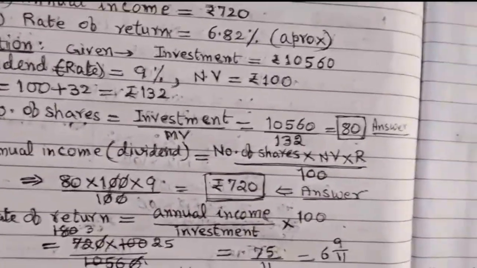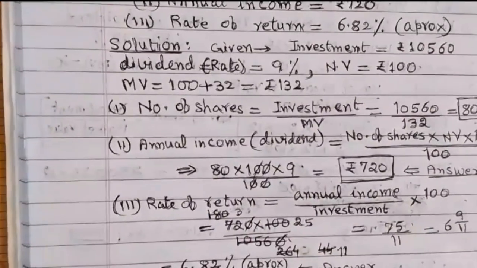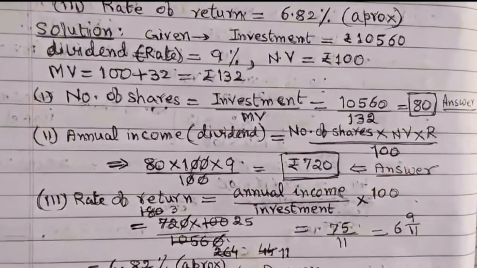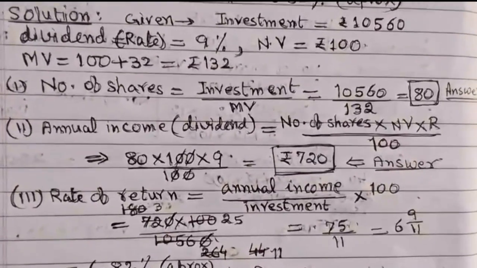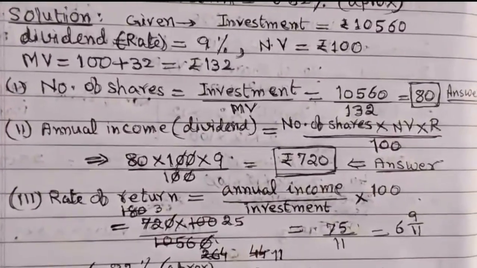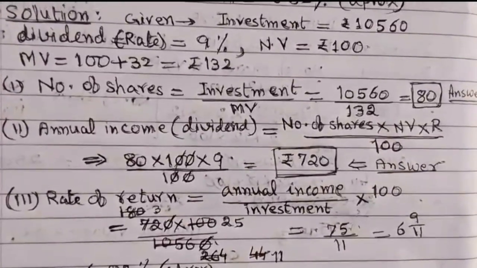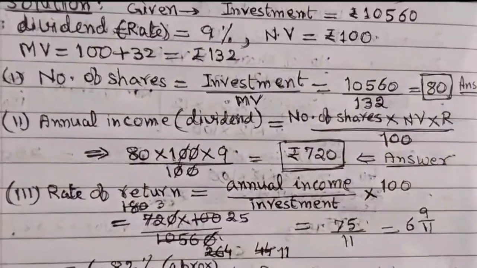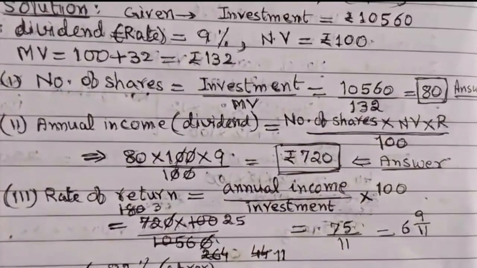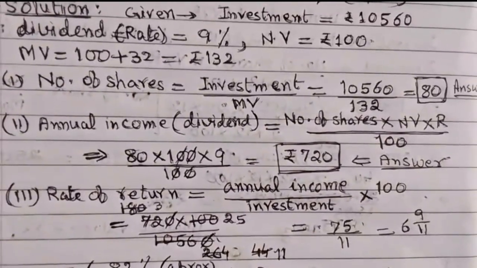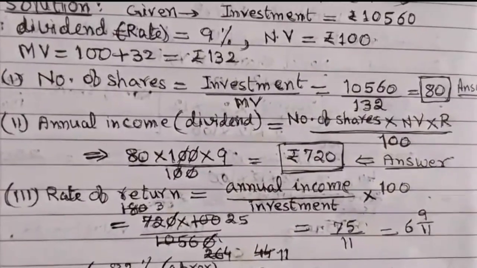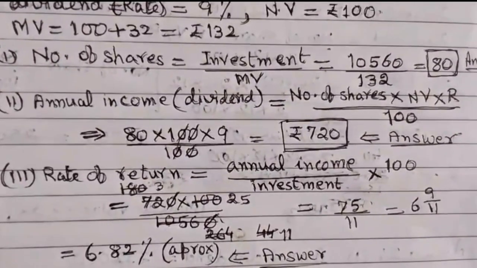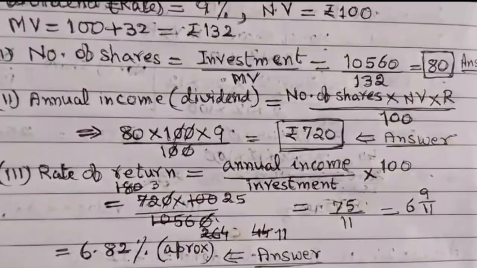So therefore, the first answer, that is number of shares, is equal to 80. The second part, annual income, that is dividend, equals number of shares into nominal value into rate divided by 100. That is 80 into 100 into 9 whole divided by 100. We get rupees 720. That is, his annual income is rupees 720.